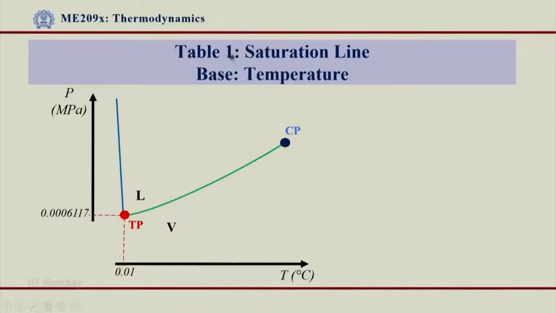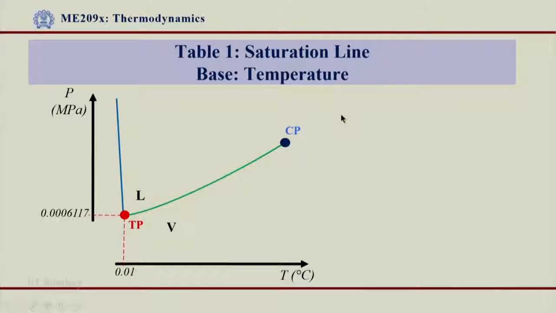So, welcome back. Let us now see table number 1, which is what we are looking at: saturation line, and the base is temperature. So, table 1, saturation line, base temperature. What you see here is a PT diagram again, and as we know, the saturation line starts from TP up to CP, triple point up to critical point, and the triple point is at 0.01 degree centigrade and 0.000617 MPa, megapascal. What do I mean by this base as a temperature?